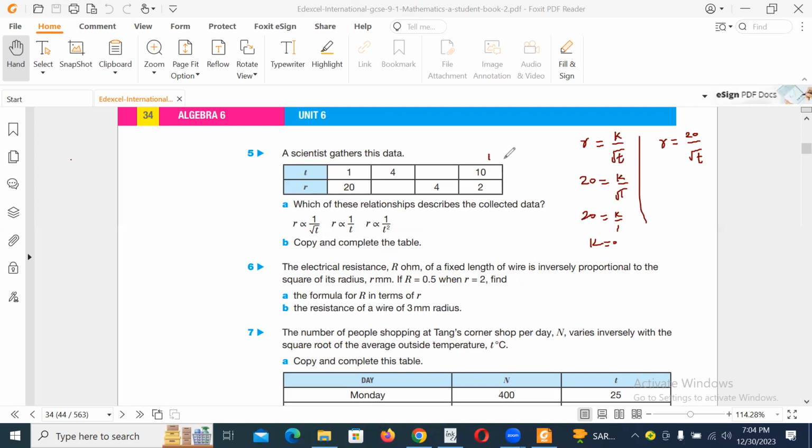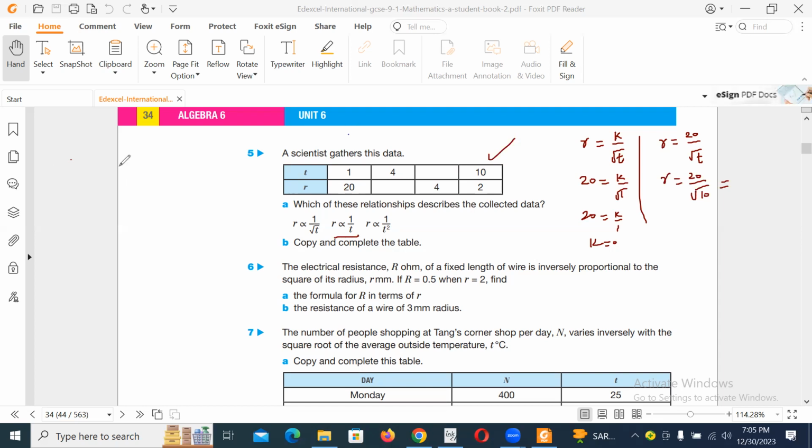But if you check the last column, T is 10, so R must be 2. Here 20 over the square root of 10 does not give us exactly 2. So it means this relation will not work for us. So we will check the second one, to see whether it is correct or wrong.